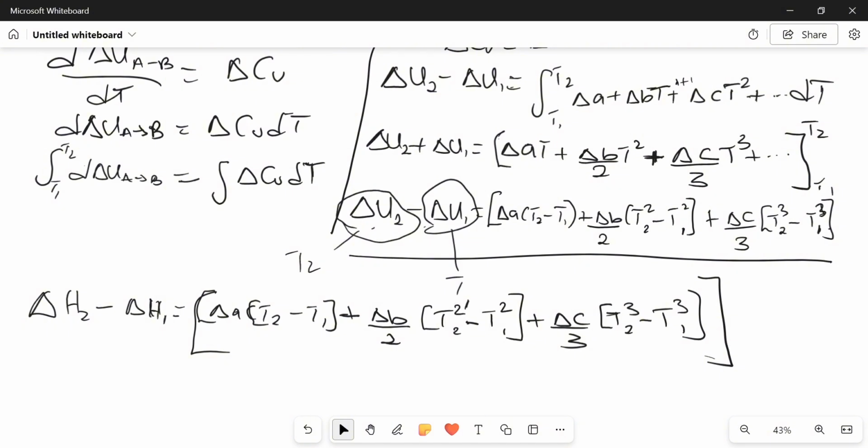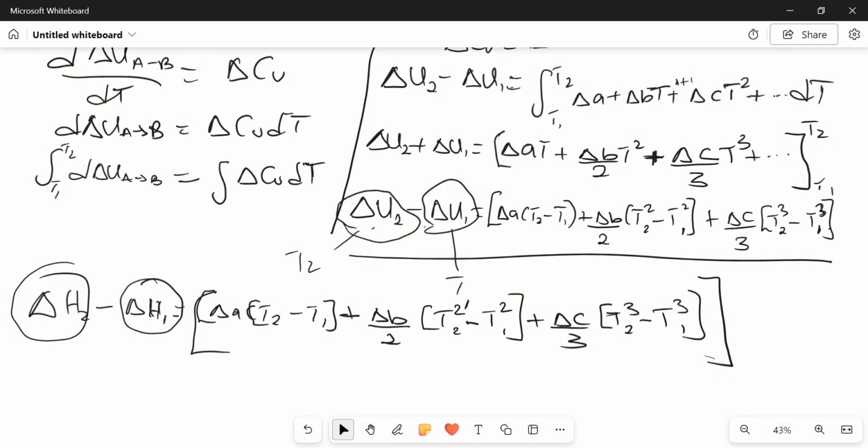So you can see that with this formula, with this Kirchhoff formula, we can actually get the enthalpy not only at standard temperature but at different temperatures, apart from the standard temperature. So if they give us the enthalpy at standard temperature, and they also ask us to look for the enthalpy at other temperatures, we can actually apply this formula once this A and this B are given.